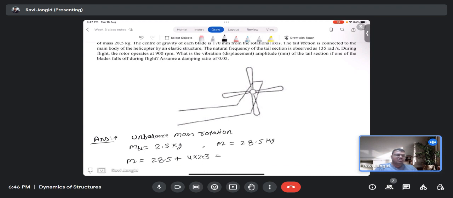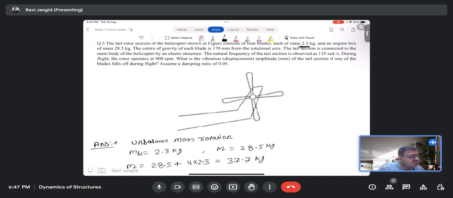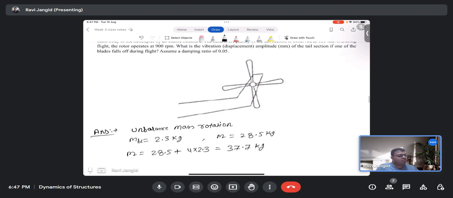Okay, so we need to do the first calculation before the blade is broken off or falls down. Before the fall of the blade, what is my total mass of the system? Is that 28.5 plus 4 into 2.3 by 3? Is it okay? 37.7. Yes, so it would be 37.7 kg. And it is given that the natural frequency of the tail section, omega n, is 135 radian per second.